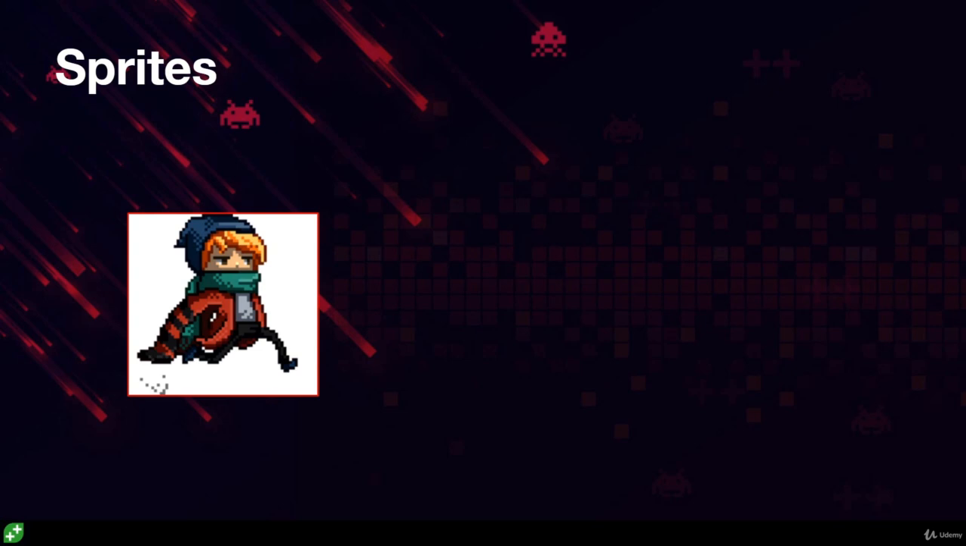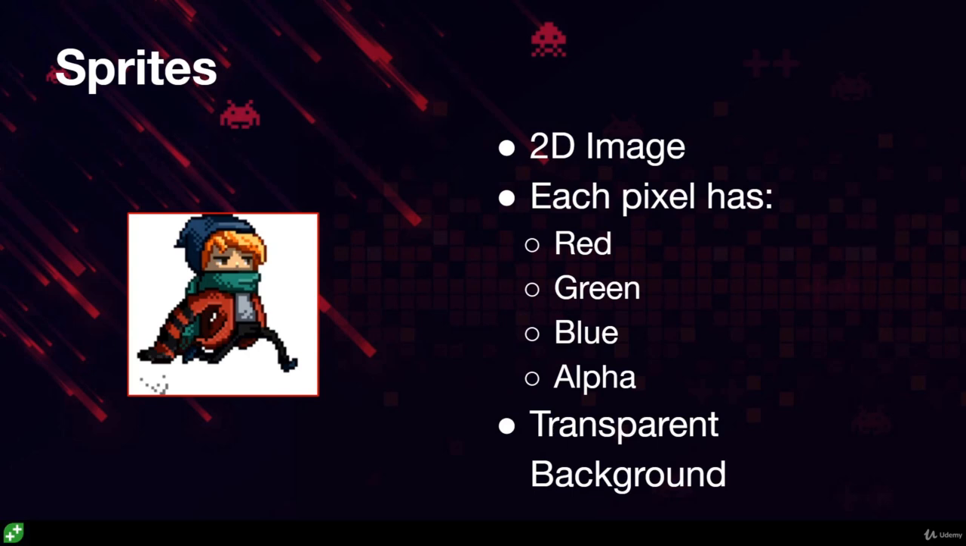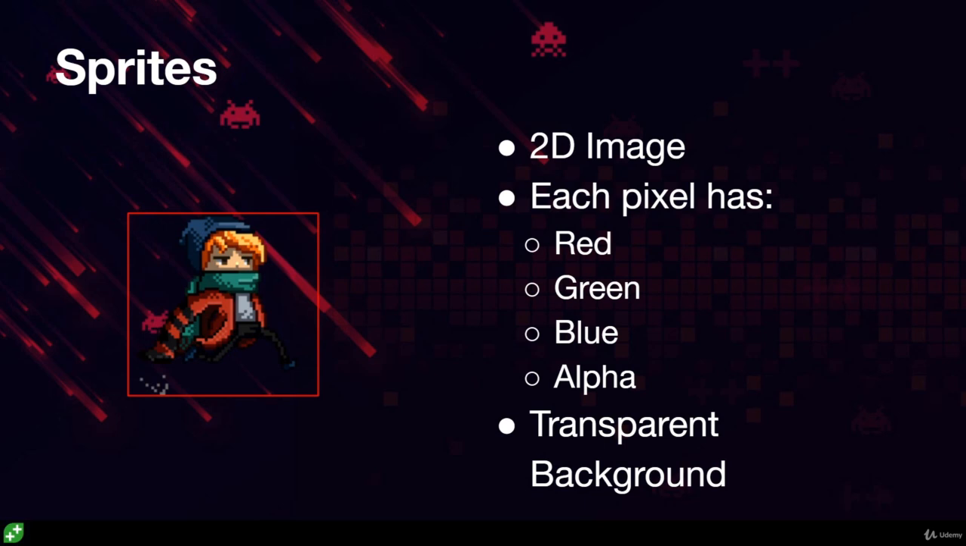To understand sprite sheets, we first have to know what a sprite is. A sprite is a 2D image that gets drawn to the screen in a game. Each pixel on a sprite has its own color value, which means it has a red, a green, and a blue value, as well as an alpha. Now, alpha determines how transparent that pixel is. Since each pixel has its own alpha, we can have sprites that have transparent backgrounds, which allows us to draw Scarfy to the screen without a white square behind him.